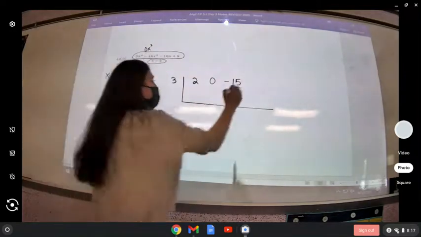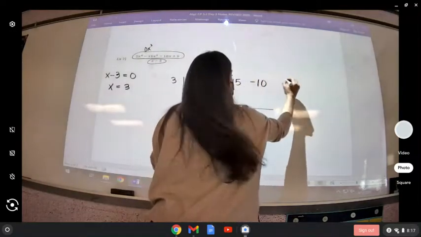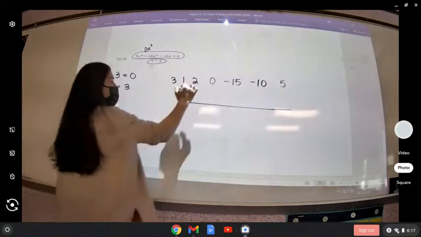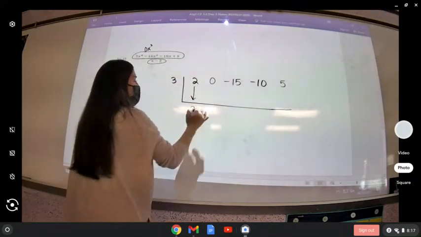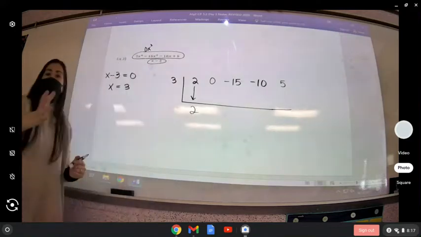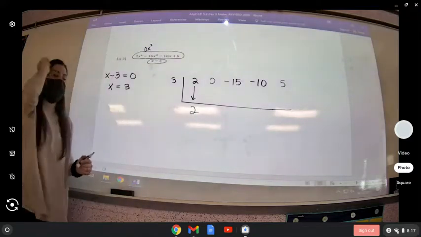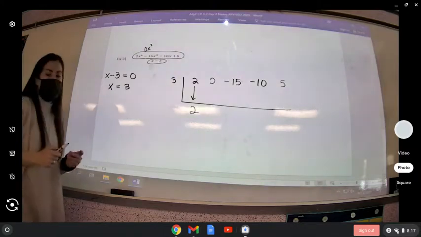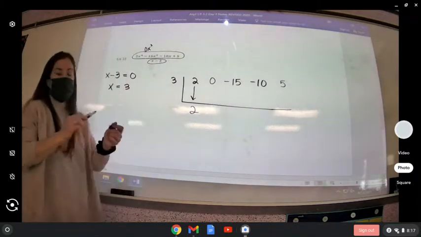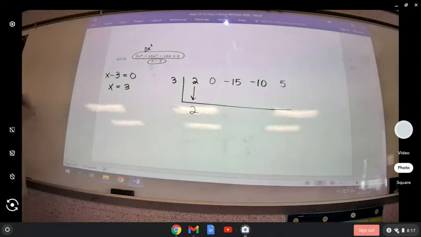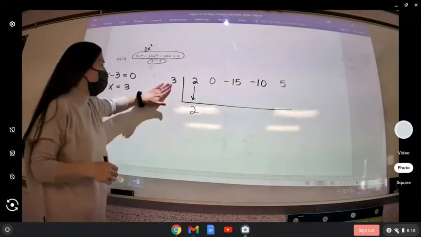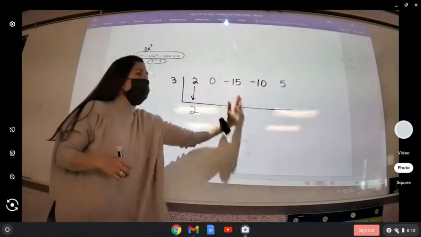Then I have a negative 10. And then I have a positive 5. All right, guys, let's all drop down our 2, and then I'll meet you at the end. Everybody do this: multiply, add. Multiply, add. Let's see if we get the same thing at the end of the problem. I'll give you a little bit of a head start. You're always multiplying here and then adding down.